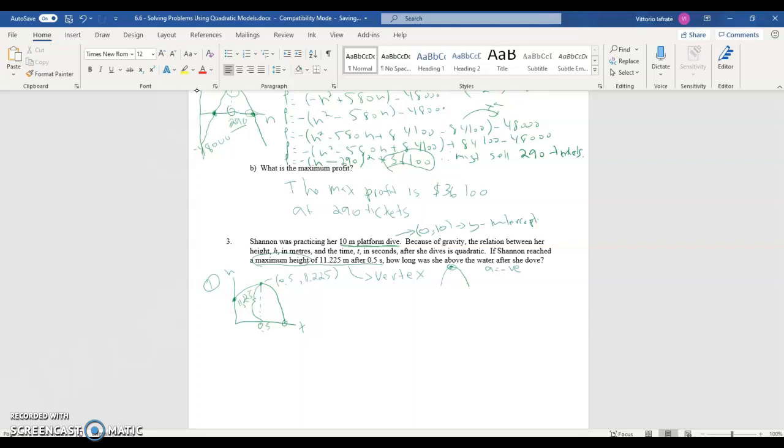Because here she's above the water, above the water, above the water. Then finally here she's back in the water. So we're going to find that time for where she was above the water. And in other words, we're looking for our zeros.